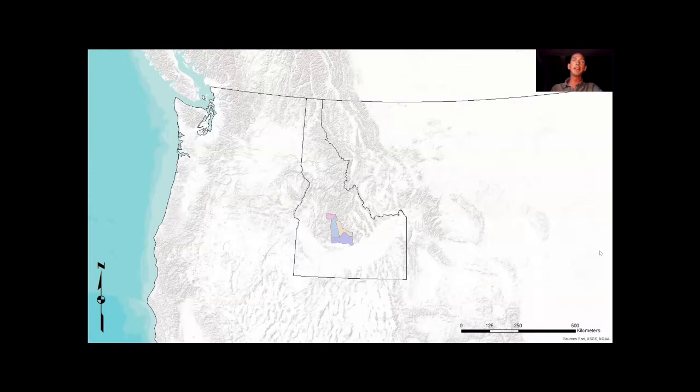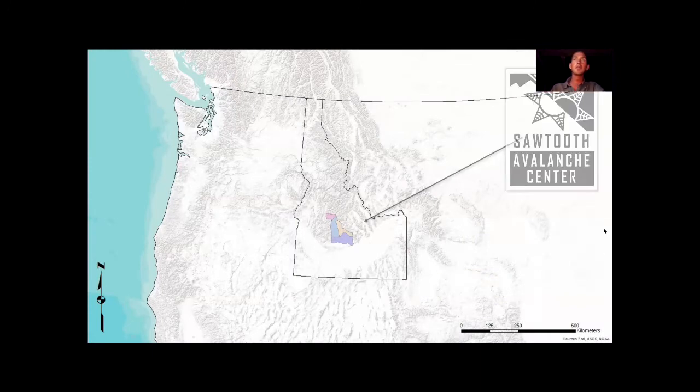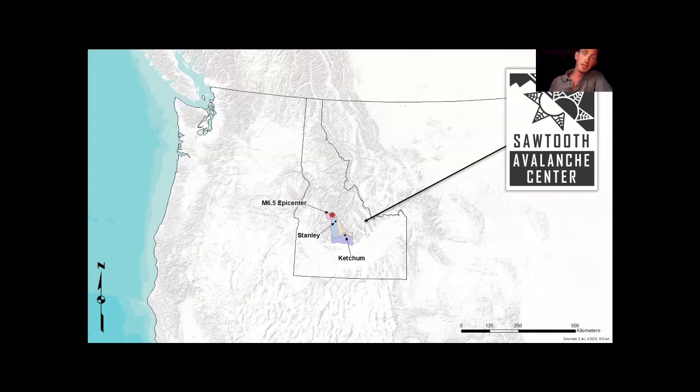Here's a look at the state of Idaho, and those colored polygons in the center are showing you where the Sawtooth Avalanche Center is. There's the location of Ketchum and Stanley, if anyone is familiar with the area and wants to know a little more where we are. And then this red asterisk here is the location of the epicenter for the magnitude 6.5 earthquake that occurred on the 31st of March this year.